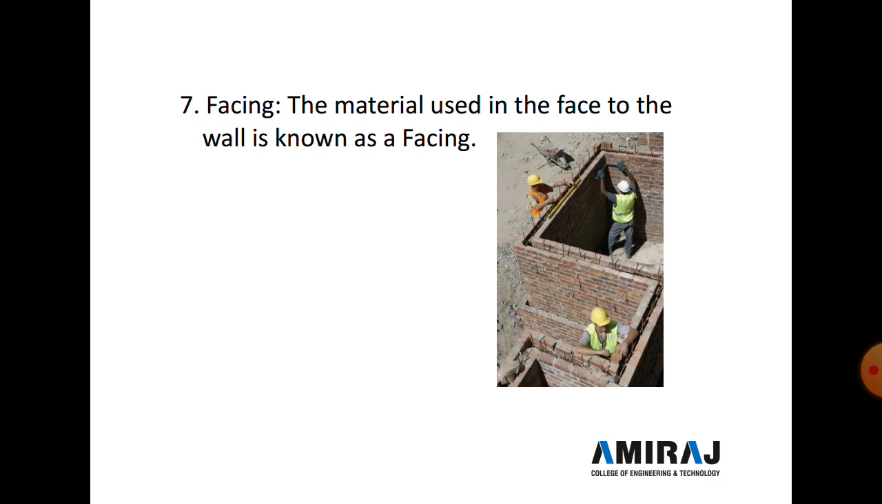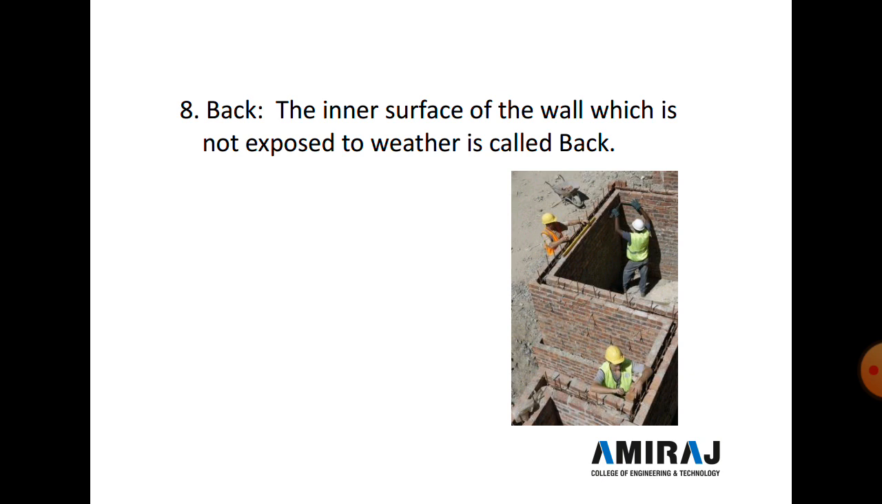Now next definition is a back. So the inner surface of the wall which is not exposed to the weather is called a back. See this figure. The inner part of the building, which is not in contact with the weather, like not touching the rain, snow, or any other weather condition, is called a back.